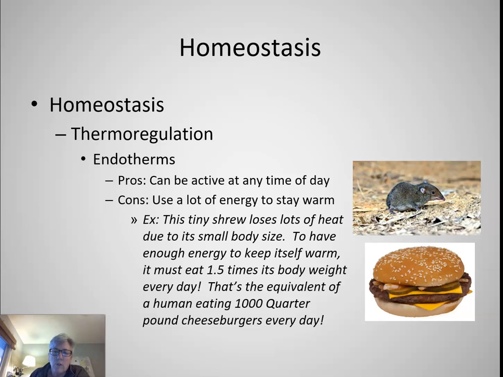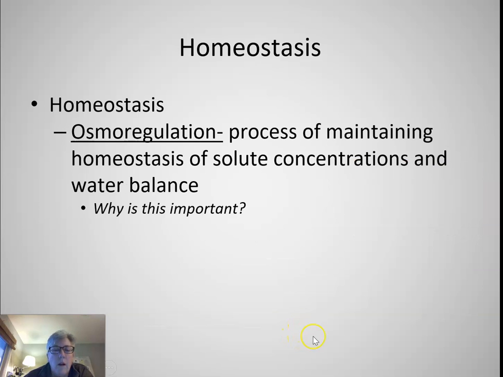This little picture is of a shrew, and it loses a lot of body heat because it's very tiny, and it has to expend a lot of energy to keep warm. So in this case, that shrew has to eat enough food that adds up to 1.5 times its body weight in order to have enough energy to maintain its body temperature. Luckily for us, we don't have to do that quite the same way, because we don't want to eat 1,000 quarter-pounders a day. That would be gross.